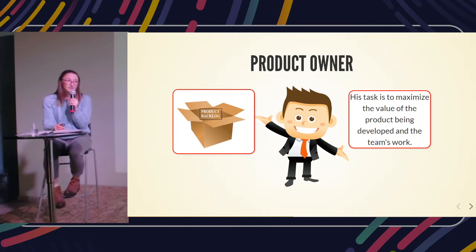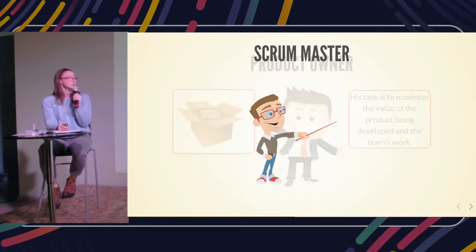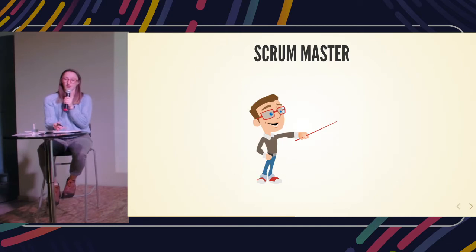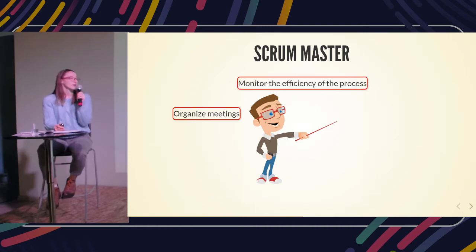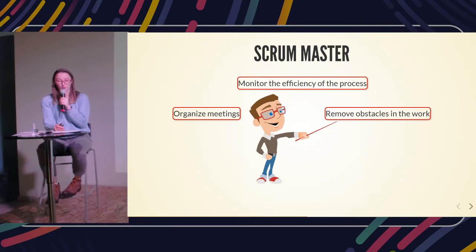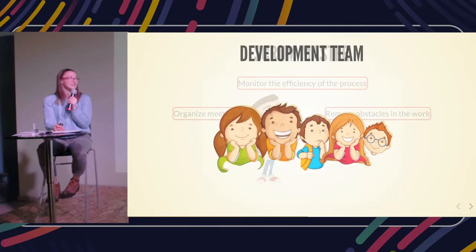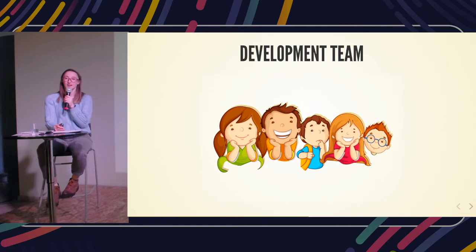Product backlog consists of necessary work tasks that are sorted in order of priority. The next character is a Scrum Master. He will work directly with the development team. He will organize meetings, monitor the efficiency of the process, and remove obstacles in the work. And finally, our development team. It's worth noting that it should consist of 5-7 people. There will be less talk and more work.